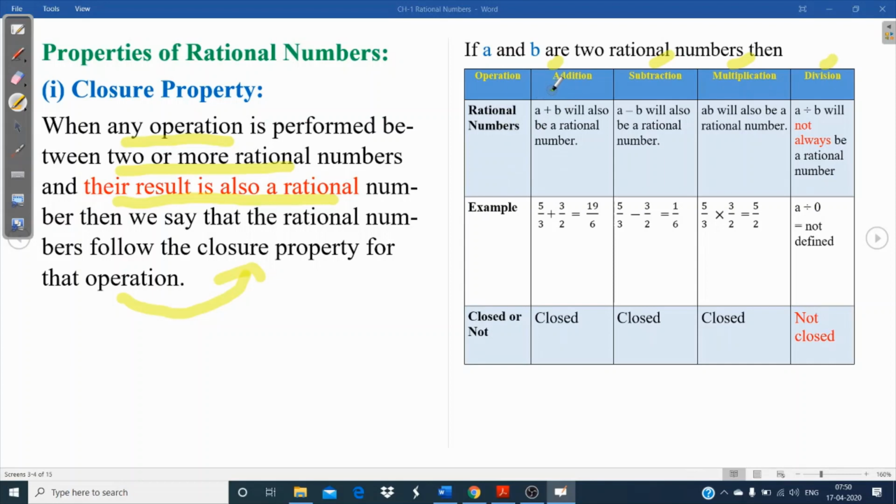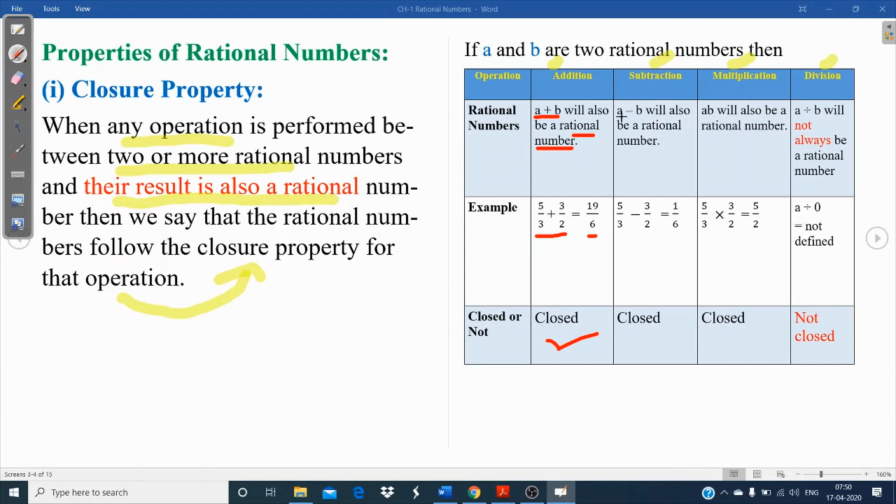The first operation is addition. If you are adding a plus b, then you will surely get a rational number. Here we can see this example. Two rational numbers are there, 5 by 3 plus 3 by 2. Whenever you are adding these two rational numbers, you get a rational number as a result. That's why addition follows the closure property. Always you will get a rational number as a result.